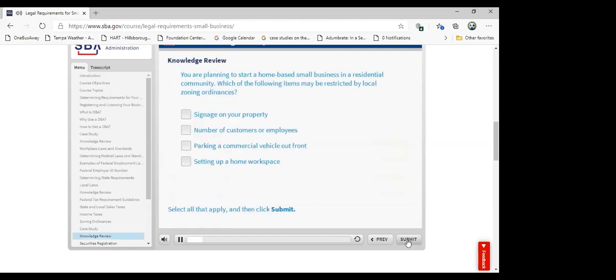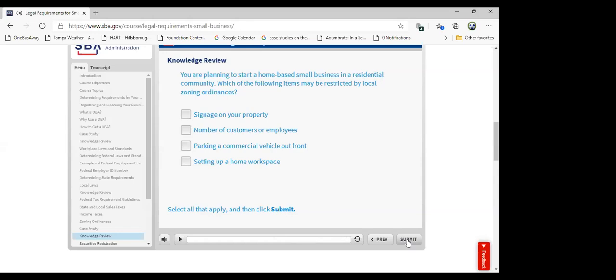Knowledge review. It's time for a quick review. For the following questions, select all that apply and then click Submit. You are planning to start a home-based small business in a residential community. Which of the following items may be restricted by local zoning ordinances? A, signage on your property. B, number of customers or employees. C, parking a commercial vehicle out front. D, setting up a home workspace.